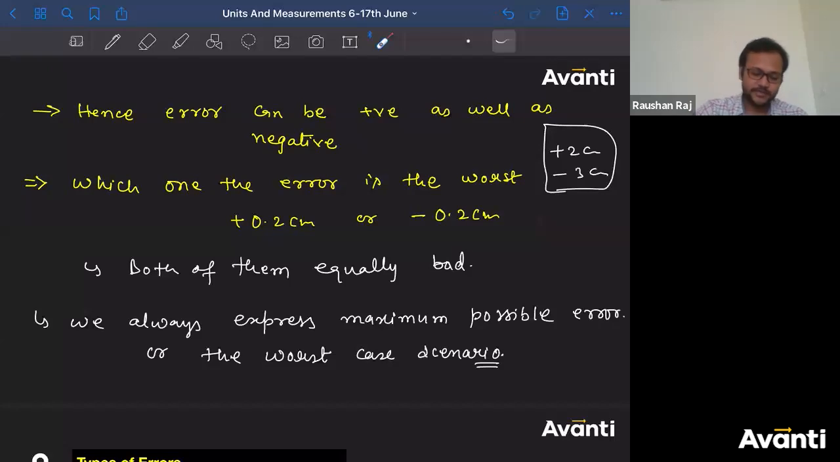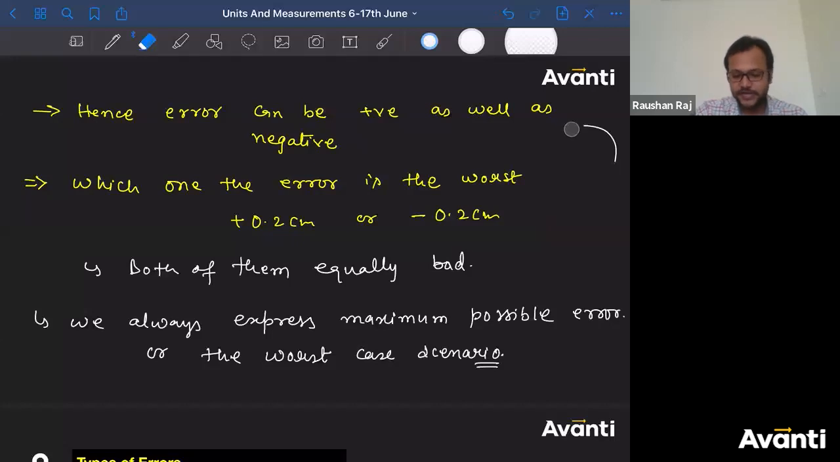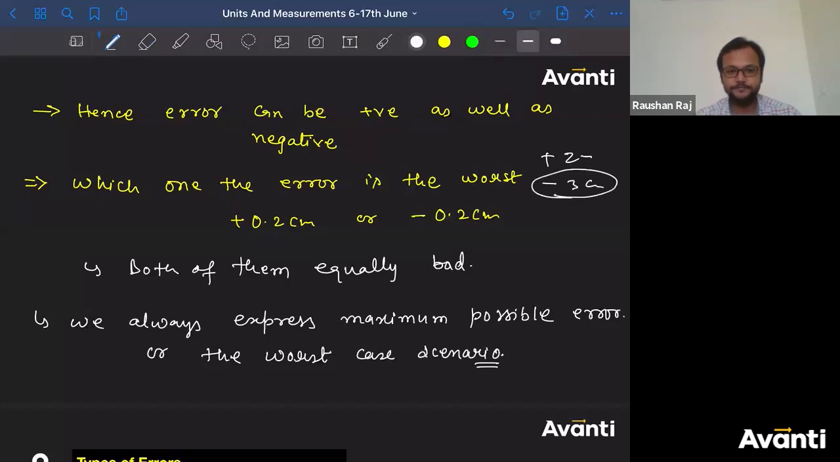Okay, so that is what we are talking about. When we are talking about this error, positive error or negative error, both of them are equally bad. But yes, if their magnitude is greater, so I'll say if one of them is plus 2 centimeter and the other one is minus 3 centimeter, then this is the larger one.